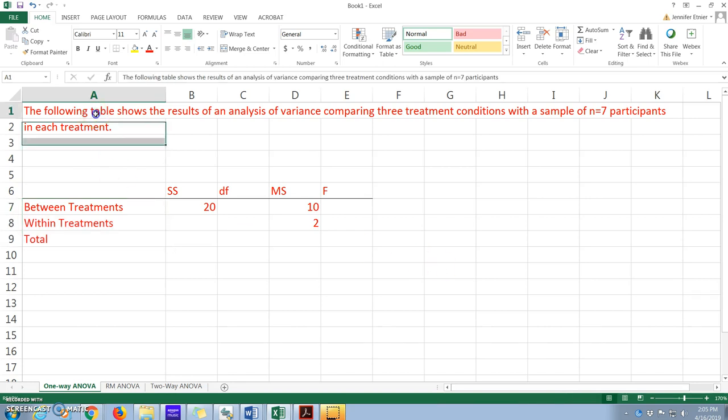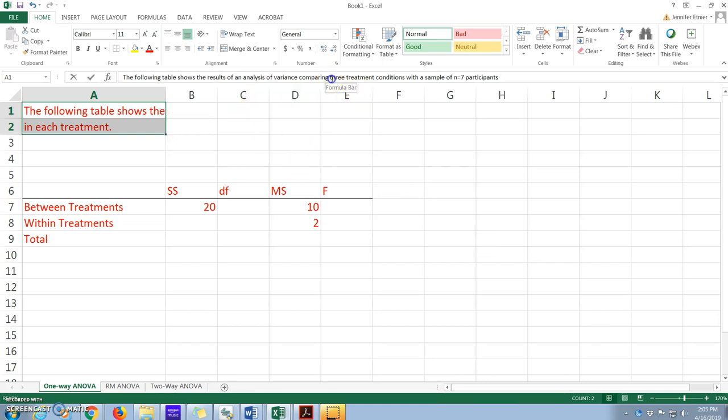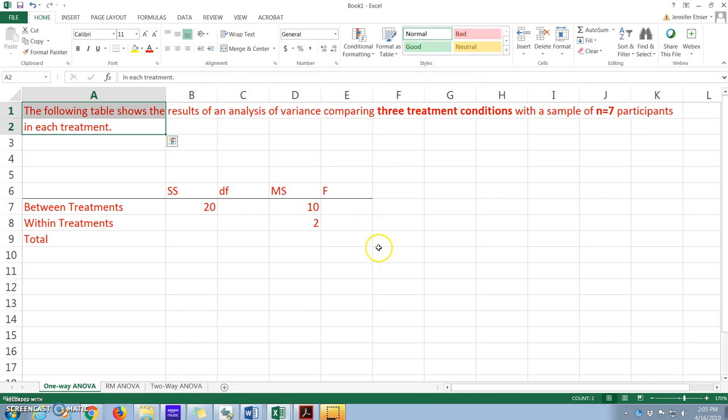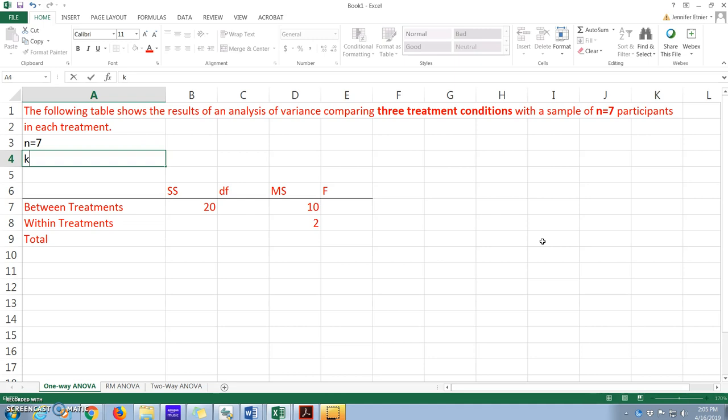So when I read the question, it says the following table shows the results of an analysis of variance comparing 3 treatment conditions with a sample of n equals 7 participants. So the key things that you're going to get out of here are the number of treatment conditions and the n equals 7 participants. Based upon that, you know a few things. You know that the little n is 7, so that's great. Because there are 3 treatment conditions, you know that k is 3.